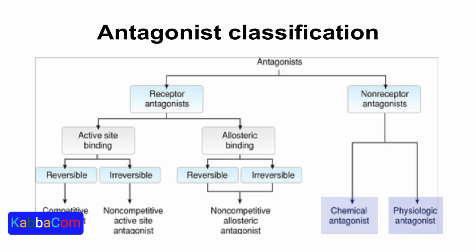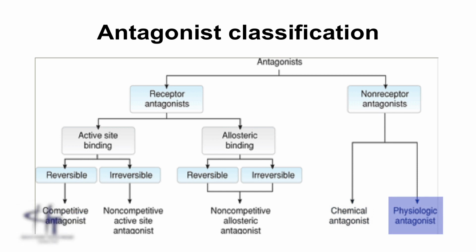But we also have what we call physiological antagonism, whereby the antagonist binds to a different receptor molecule, producing an effect which is exactly opposite to that which is produced by the drug it antagonizes. So in other words, once this antagonist binds, it causes effects that are opposite to the agonist, and that is what we refer to as physiologic antagonism.